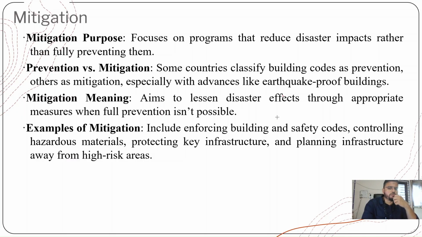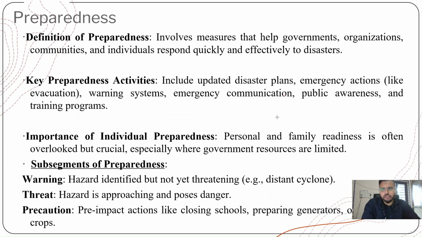like earthquake-resistant buildings. Mitigation aims to lessen the disaster effects through appropriate measures when full prevention is not possible. Examples of mitigation include enforcing building and safety codes, controlling hazardous materials, protecting key infrastructure, and planning infrastructure away from high risk areas. These are some of the examples of mitigation.